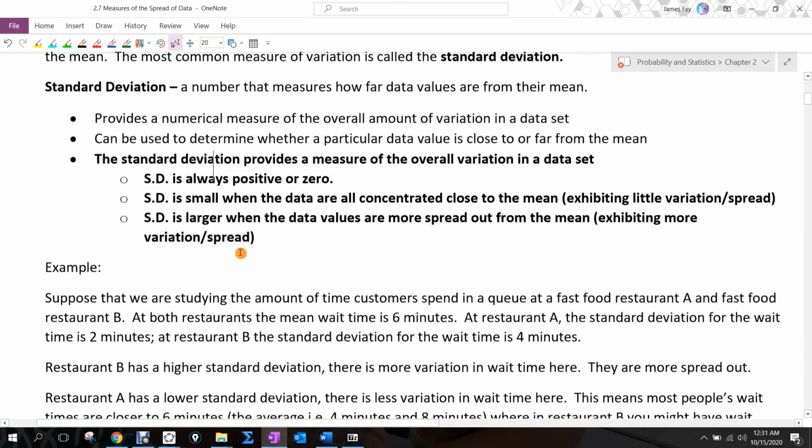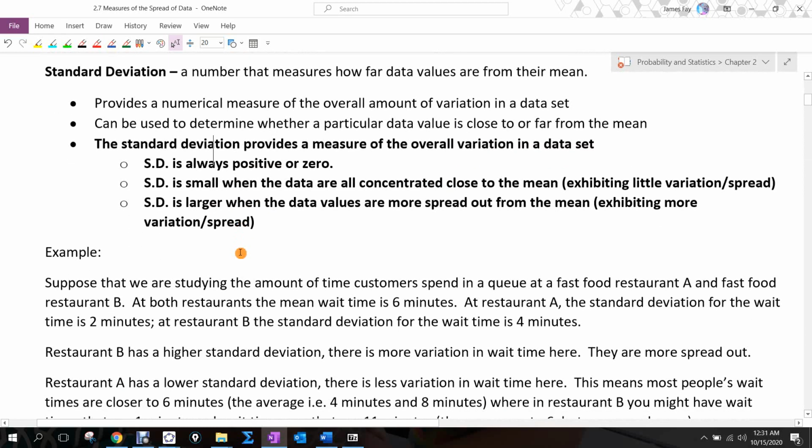Here are some characteristics of standard deviation. Standard deviation provides a measure of the overall variation in a data set. Variation means the change of the data, maybe we talk about the spread of the data. SD is a lot of times how standard deviation is referred to. That's the abbreviation we use throughout here. So standard deviation is always positive or zero.